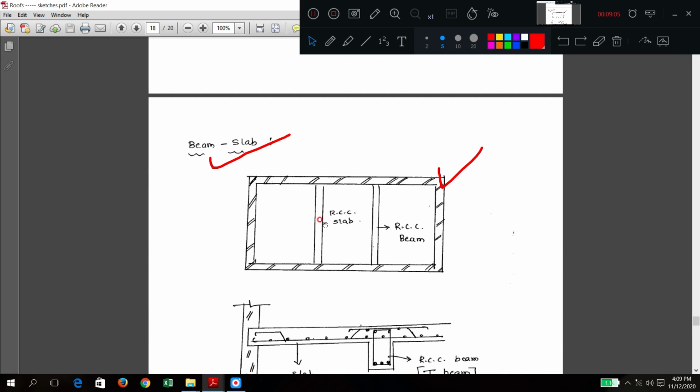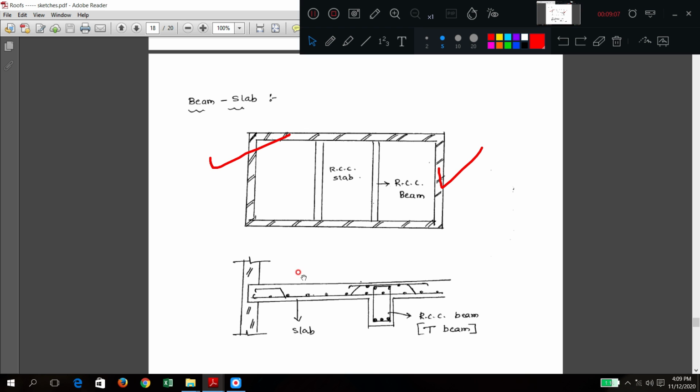Okay. Now next is beam slab. In your house, in the college, wherever you go, whatever the slabs are there, those are called beam slabs. Why? Slabs are resting on beams, beams are resting on columns, like this. First there will be slab, like this.